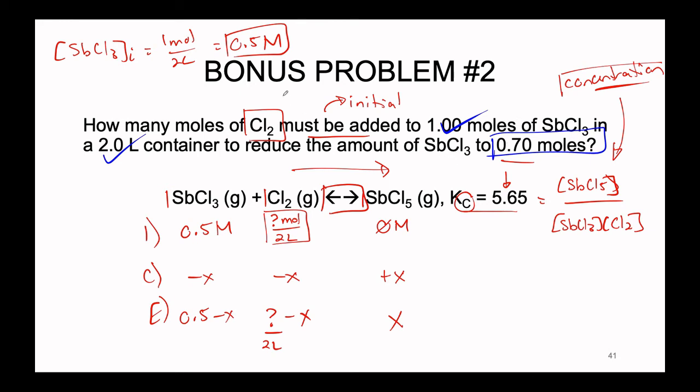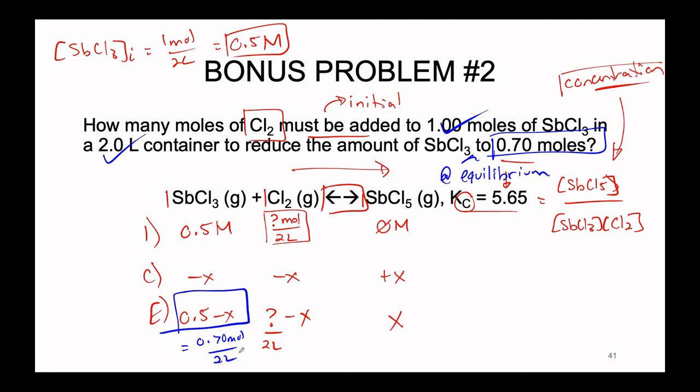We are looking for how much Cl2 must be added in order to reduce the amount of SbCl3 here at equilibrium. This is kind of reading between the lines a little bit, but we want to reduce the amount. And so it would make sense that this amount would be reduced when we have gotten to equilibrium. So we're looking for the equilibrium value in moles of our SbCl3 to be 0.7 moles. In other words, we are looking for this value right down here to be equal to 0.70 moles divided by 2 liters. Again, we want everything to be in units of concentration.